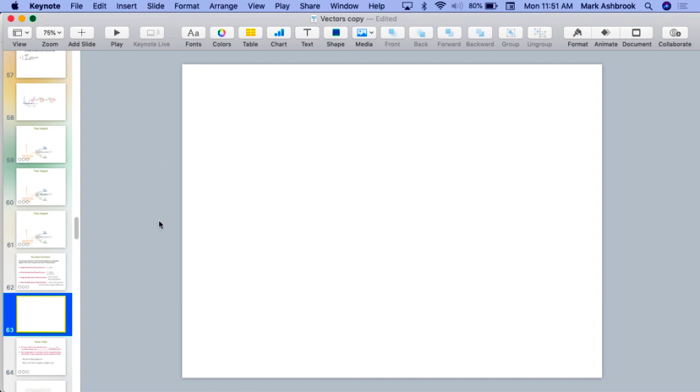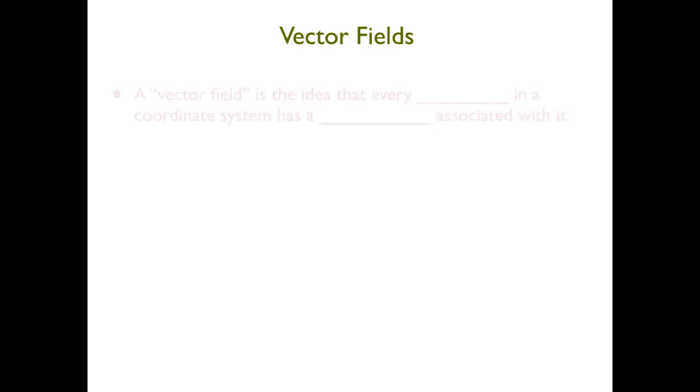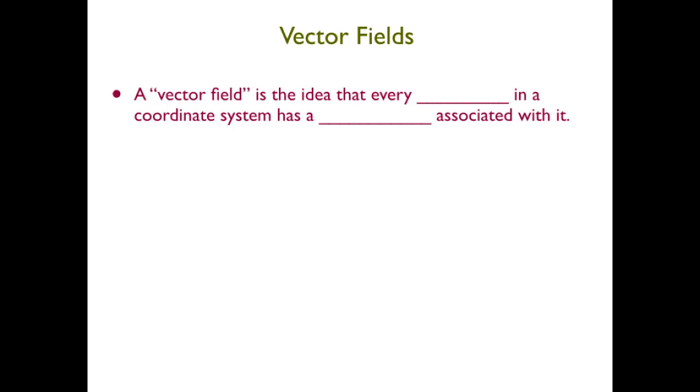Okay, so last time we started talking about vector fields. That's what we're going to pick up today. So what's the idea here? The vector field is the idea that every something in a coordinate system has a something associated with it. So a vector field is a type of function, right?